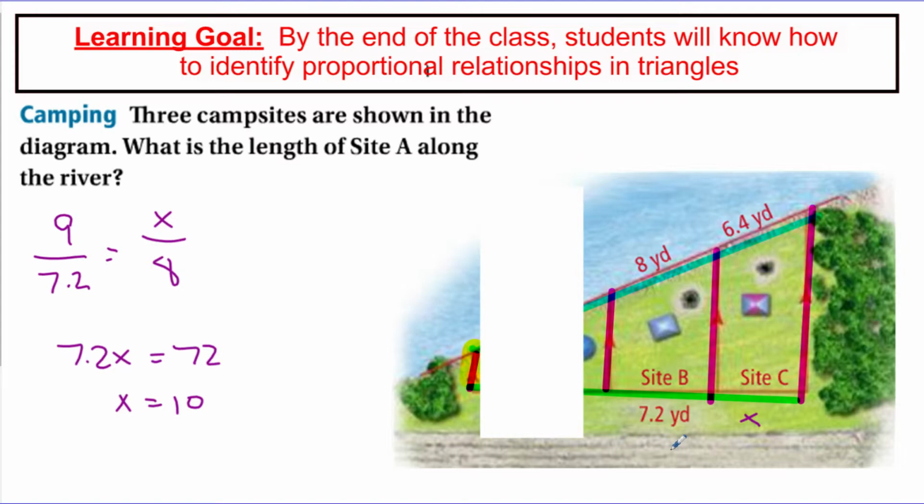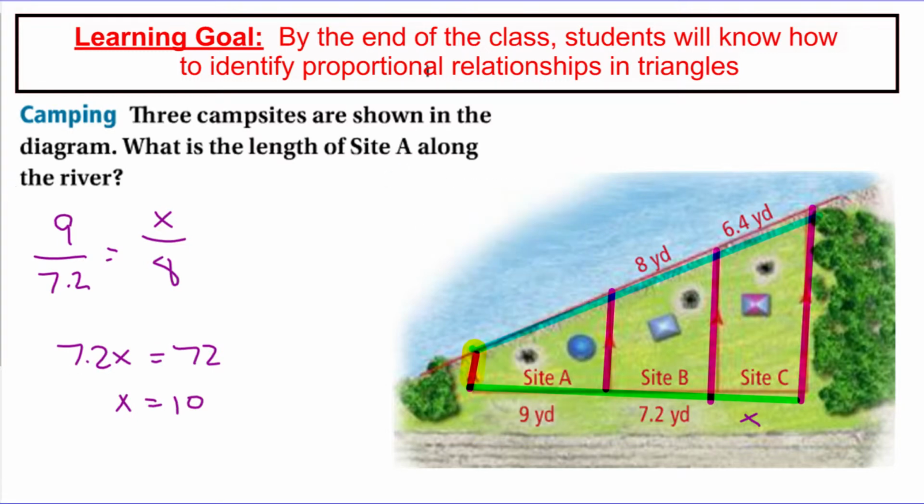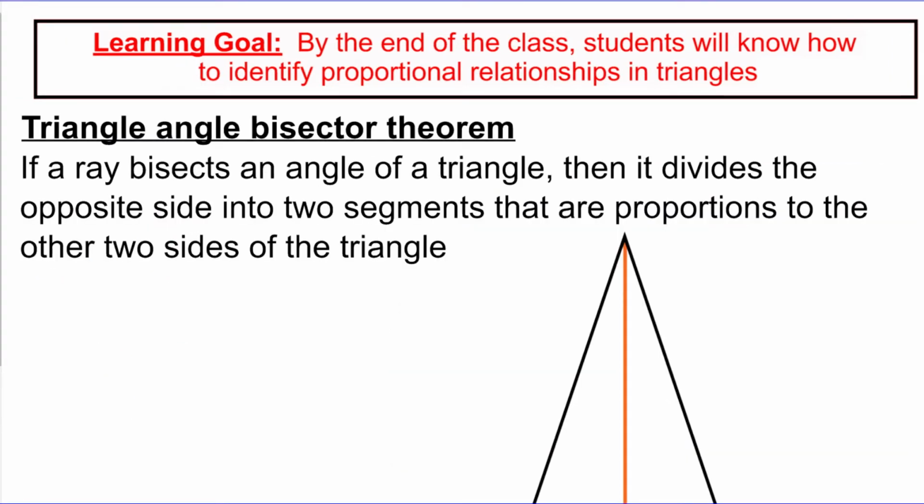So as long as I know about one of the little segments, one of those little sections, I can do this for an unlimited quantity of parallel lines. All right, so we have one more problem that we're going to take a look at, and this is called the triangle angle bisector theorem, which is a lot more words than it is difficult to do.